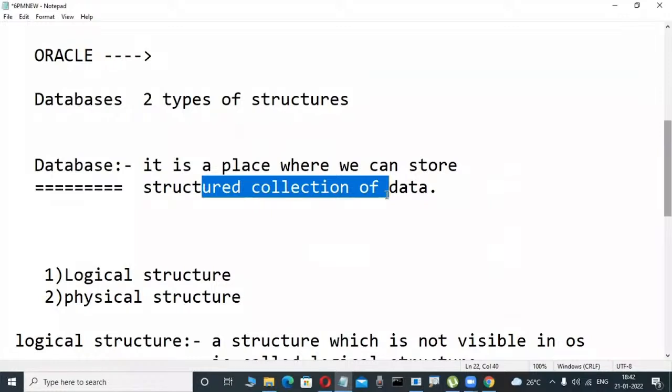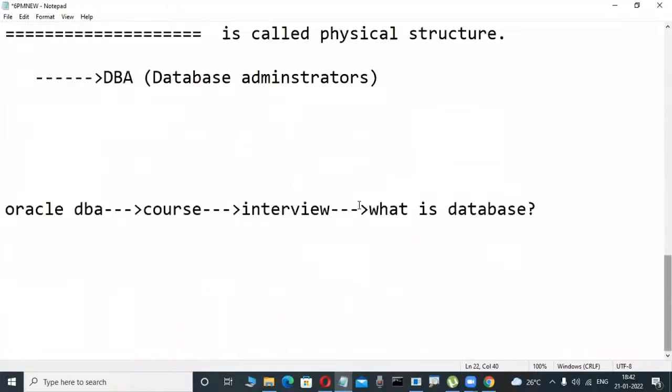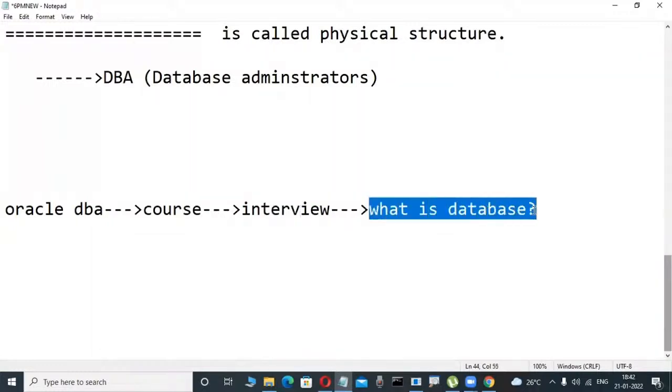Okay, they are telling only the logical way. They are understandable. But unfortunately, a DBA is a person with different knowledge. That's why, when the interviewer asks what a database is, a DBA does not say it is a place which stores a structured collection of data. That is the logical side. I am not telling only that.